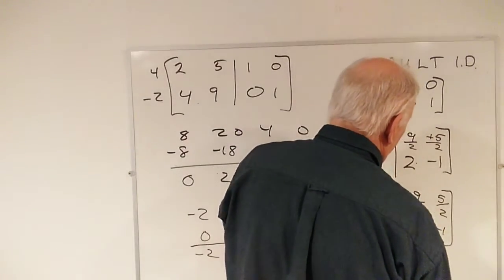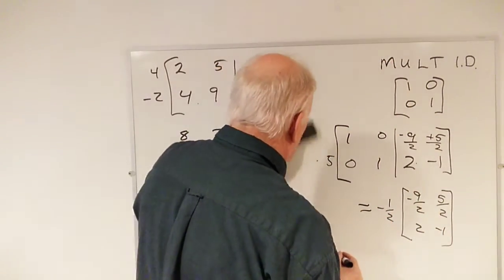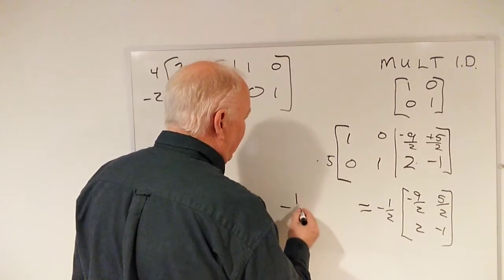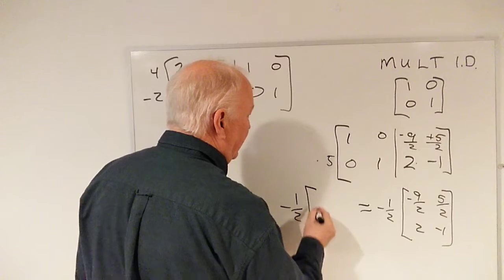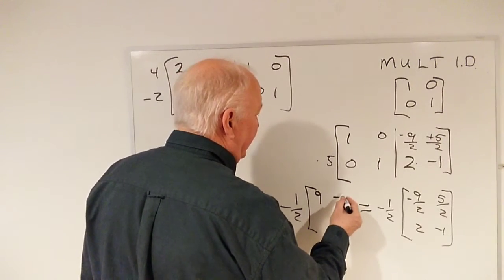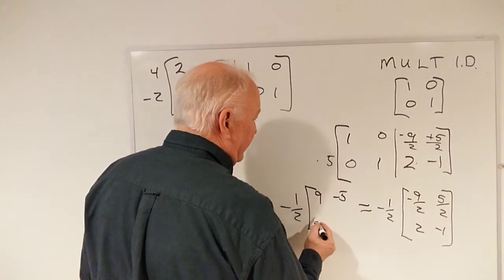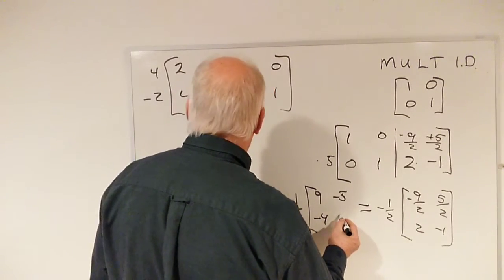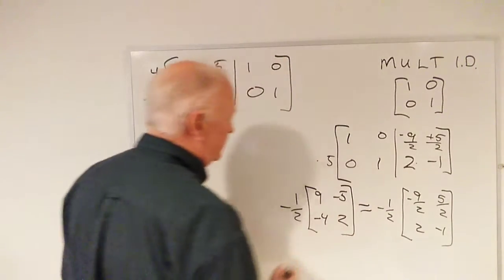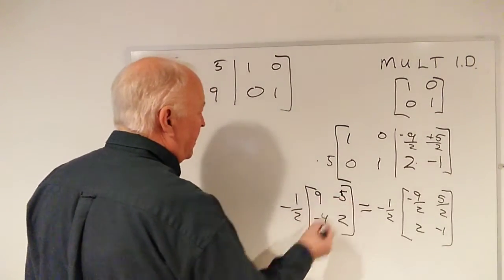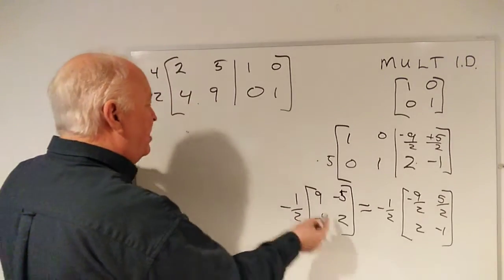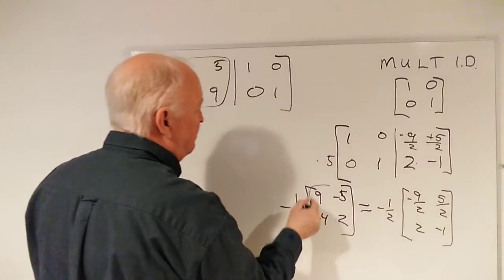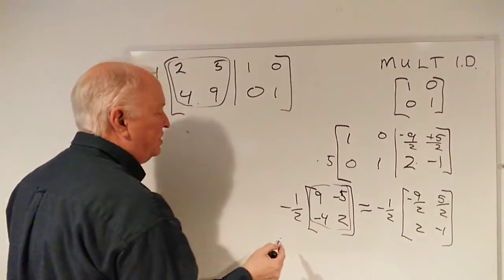Let me write it down. That will give me the matrix -1/2, 9, -5, -4, 2. And notice, if we compare that to our original matrix, these 4 numbers are the same as these 4 numbers. They've just been rearranged.